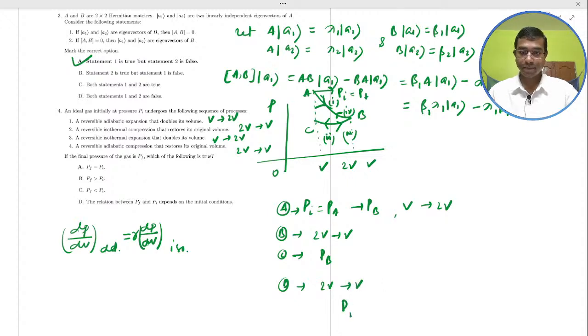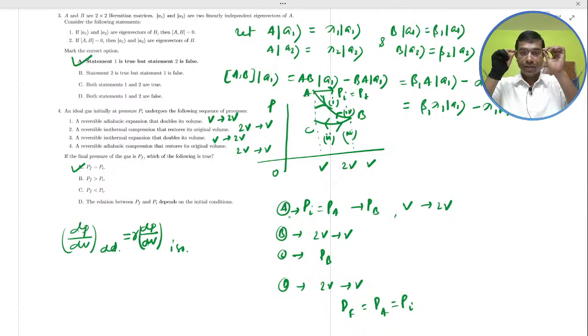So the final pressure PF, that would become what? This is for PA. PA means the initial pressure PI. So our statement is that the final and the initial pressures would be the same. Option A is correct because this is round over, and in this step 2D to V, reversible adiabatic compression that restores its original volume, the final pressure is PA. So PA means what? PA means the initial pressure, this one. So P final would be the initial pressure PI. Option A would be the correct.